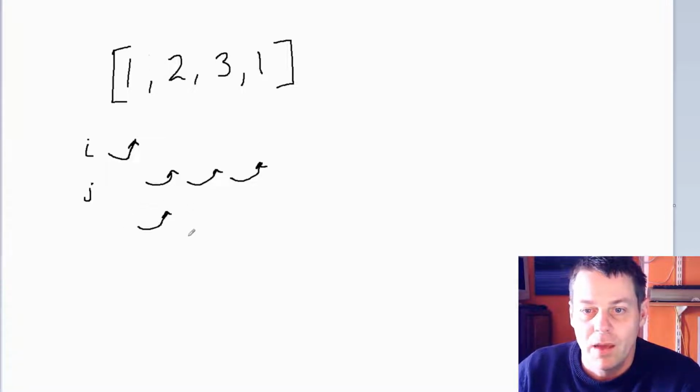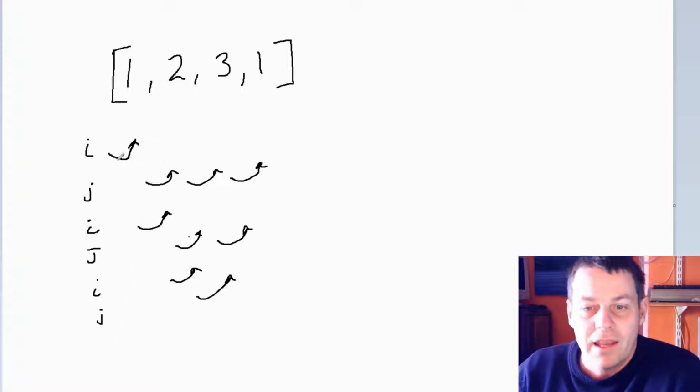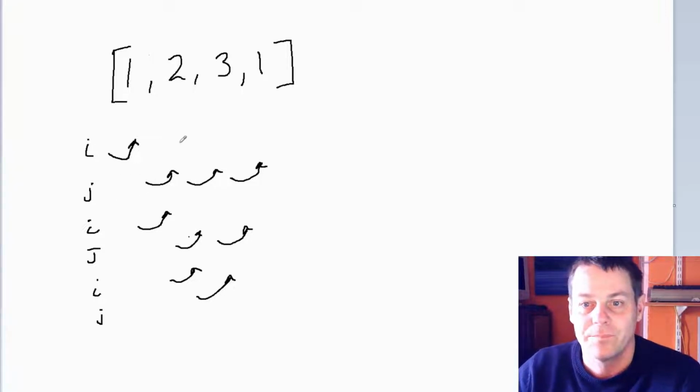Then when we finish the J loop, we're going to move the I loop onto the next one, and we're going to loop J from I plus 1 to the end. Then I is going to go to the next one, and J is going to go to the end. Each time we do these loops, I'm going to check to see whether I is the same as J. If it is, I'm going to return true. If we get to the end of the whole process and we haven't found a duplicate, I'll return false.